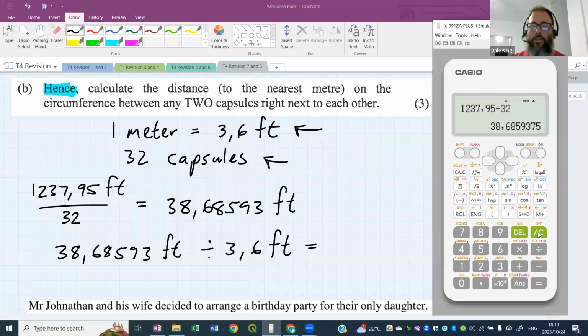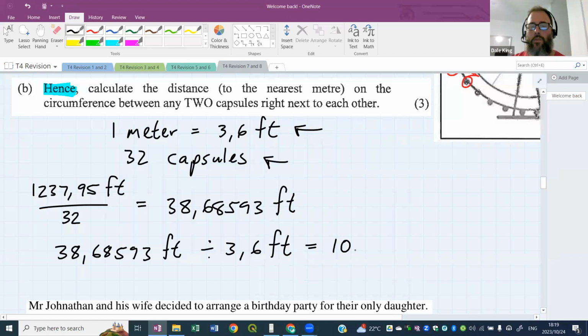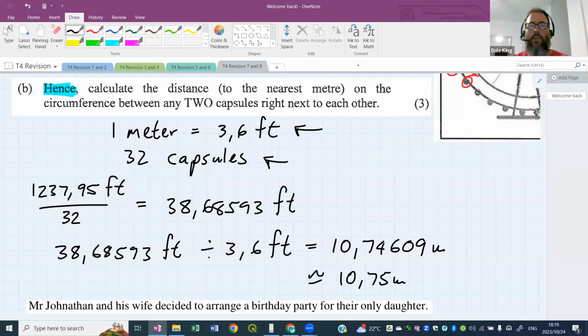All right. So I'm just going to take my answer there on the screen. I'm going to say divide by 3.6. And there we go. 10.74609 meters, which rounds off to 10.75. Well done. Good job, everyone. Well done. Fantastic. All right. I hope you see how we did that.